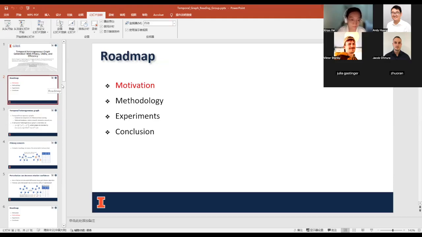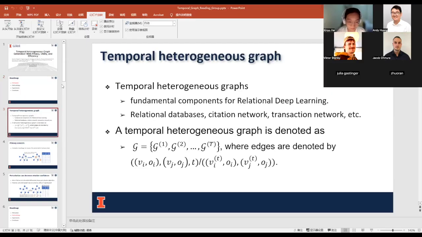Okay. So I will start with a brief introduction of the motivation of this work, and introduce the methodology, experiments, and finally draw a conclusion for this talk. Before I start, I'd like to introduce the concept of temporal heterogeneous graph. Temporal heterogeneous graphs are one fundamental component for relational deep learning and exist widely in today's real-world datasets.